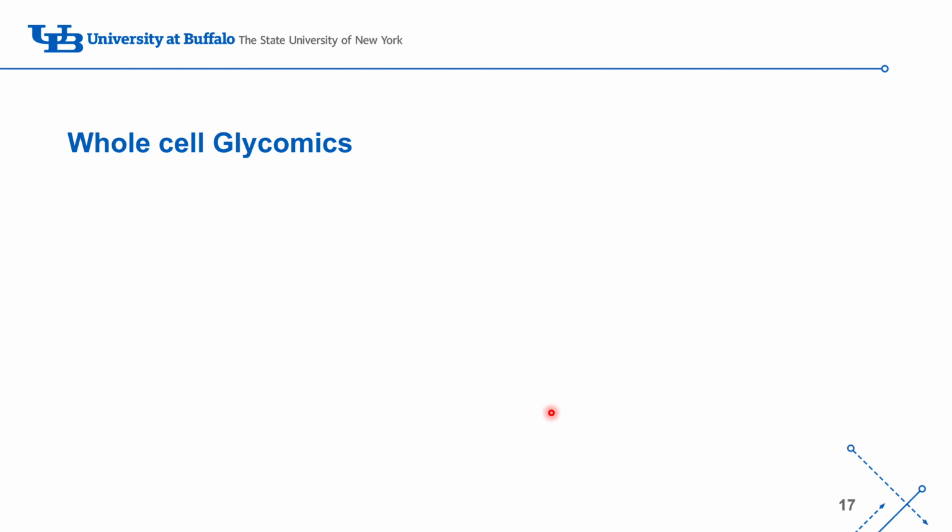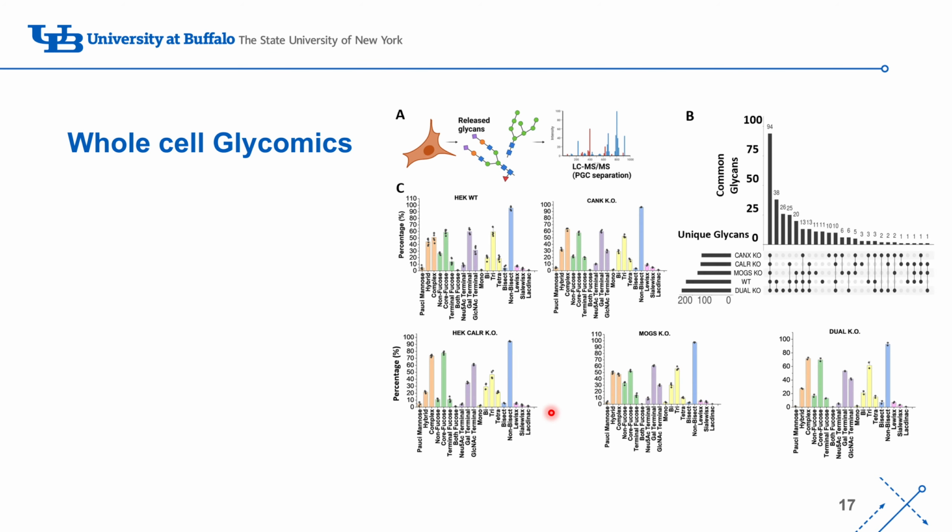Next we did the whole cell glycomics. In the whole cell glycomics, we analyzed the intracellular glycans and also the cell surface glycans. This is the experimental plan that we followed. We take out the cells, release the glycans using PNGase F, and run them on a PGC column.